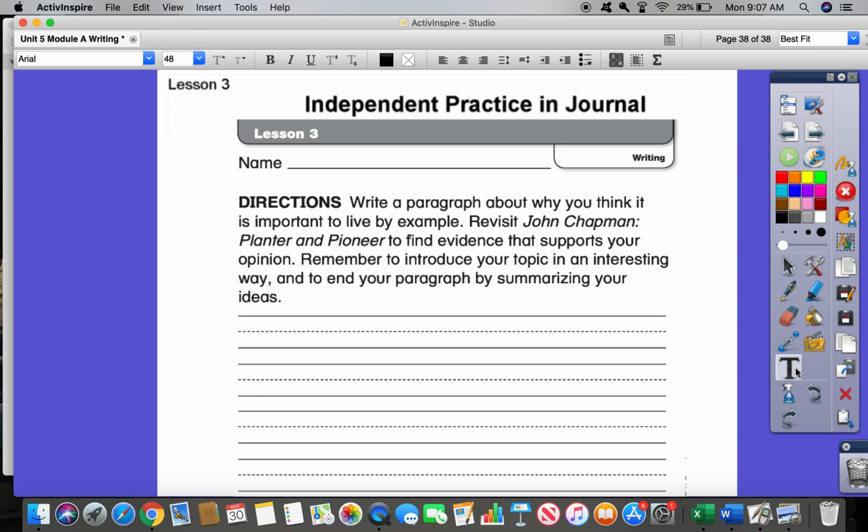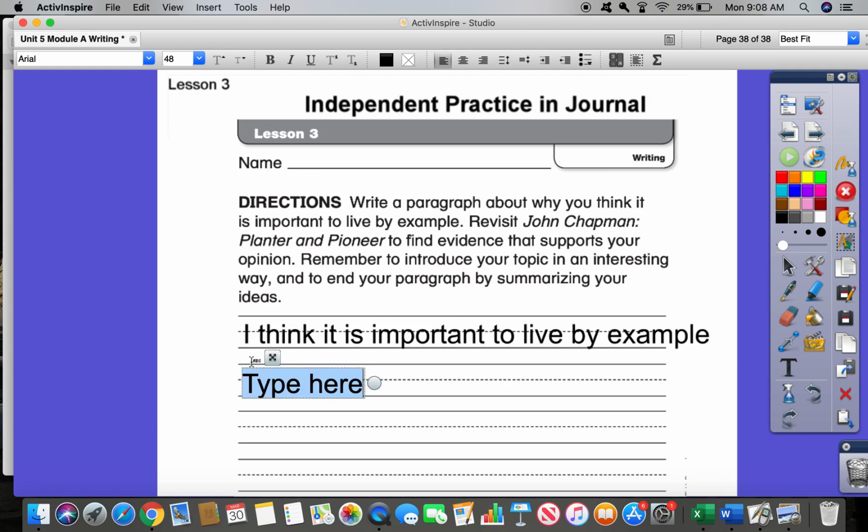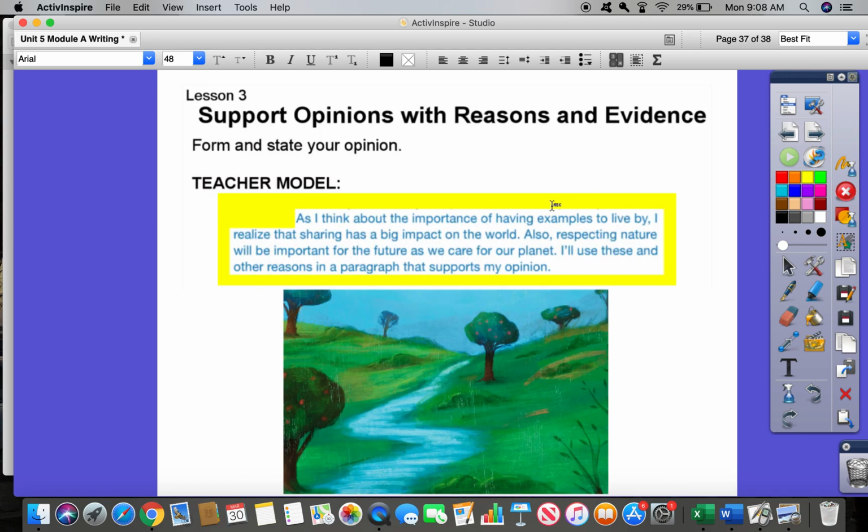So I'm going to give you a sentence starter if you need some help to begin. You would say, start typing, I think it is important to live by example because, and then you would give me some reasons, right? You have to go back to the book to find evidence. So again, you can look at my model to help, why it's important to live by example, for example, sharing with others and respecting nature to help our future generations.